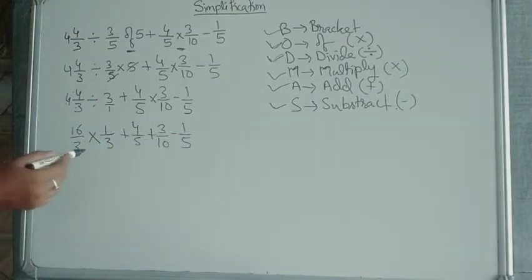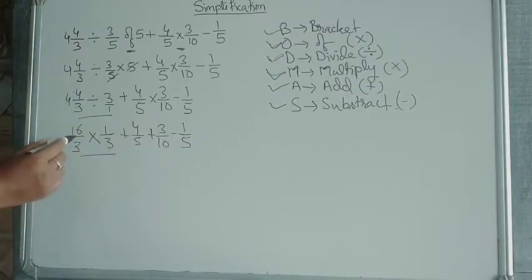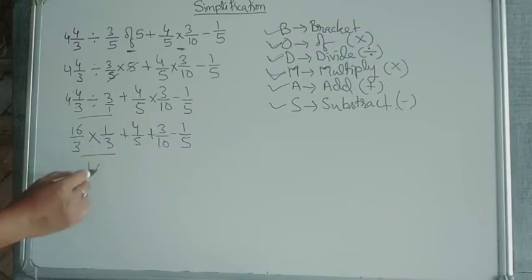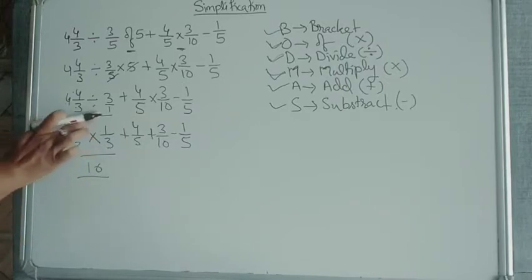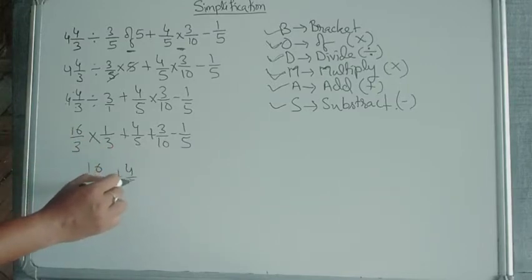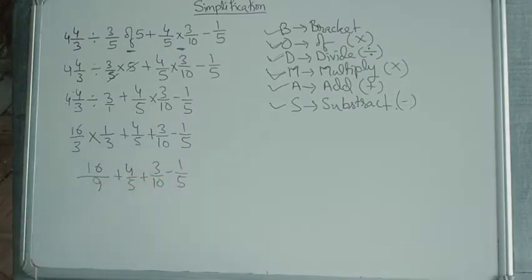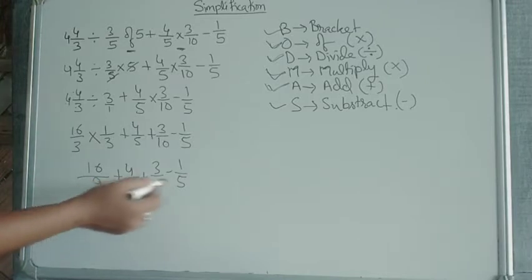Now next we have to go for multiplication. Okay, so we are solving this one. Now we will solve this one. So 16 we cannot cut, so 16 by 3 threes are 9 plus 4 by 5 plus 3 by 10 minus 1 by 5. So now after that we have to do addition. Because this is a fraction number, we can do it as a whole.